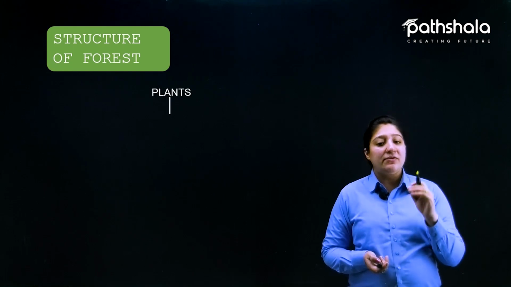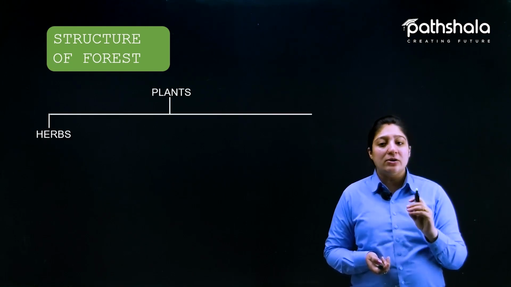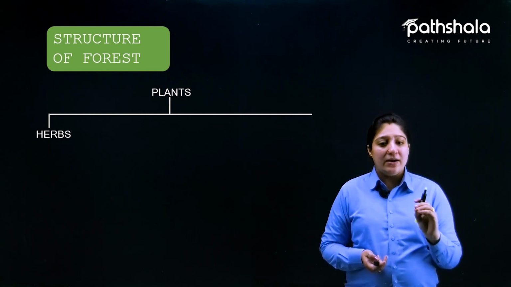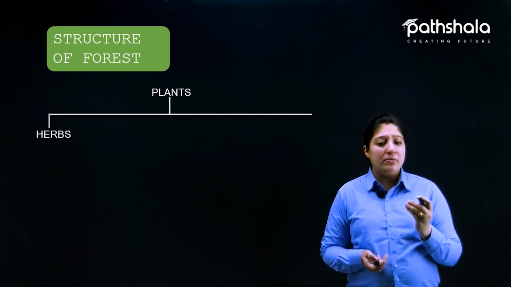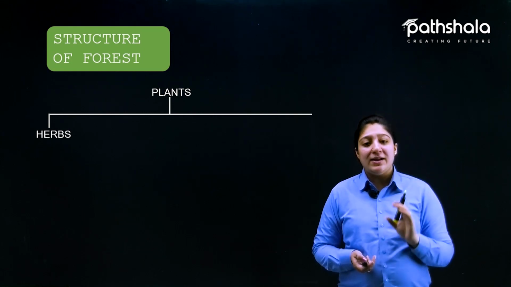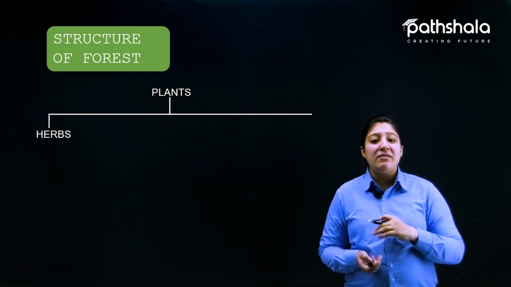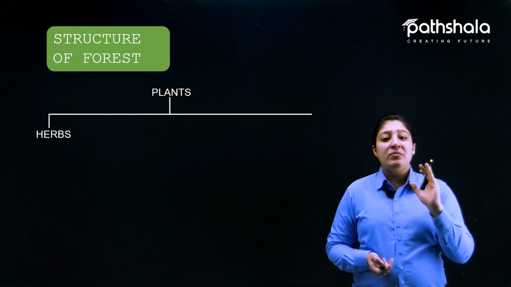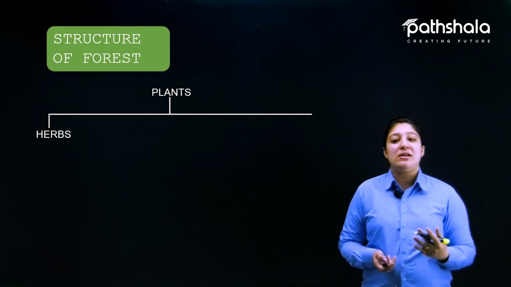Now first of all, the first and foremost thing is the herbs. Now what exactly are herbs? Herbs are a type of plant which is just 1 to 2 meters in length. Their stem is not woody. We can say the stem is green in color and very tender. And herbs are basically the kind of plants which have some medicinal values.